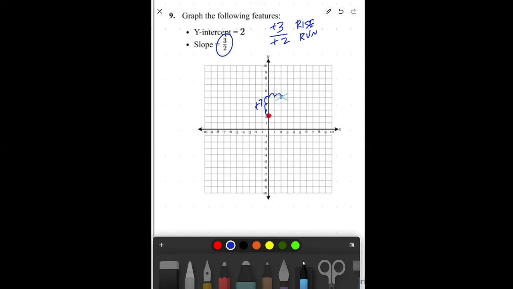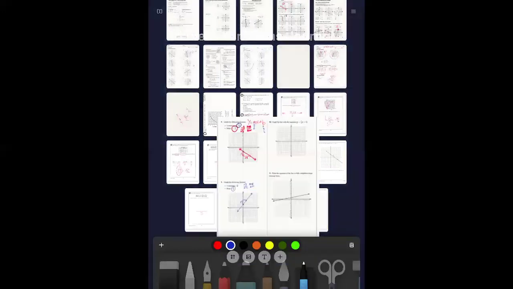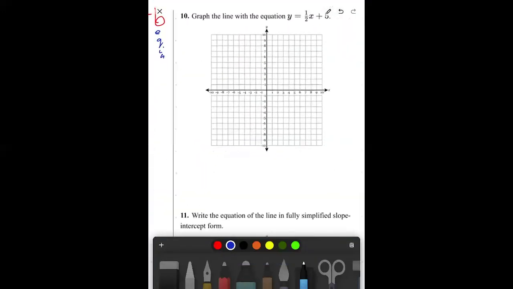So once I get that point, I can put my little dot there, and then I'm going to draw the best line that I can through those 2 points, put some arrows on it, and we're good. That's it. That's all you need to be able to do. You need to be able to use the y-intercept and the slope to graph. And when you're graphing things like this, all you need are 2 points. All right, let me go to 10. I'm going to try to keep this under 5 minutes.